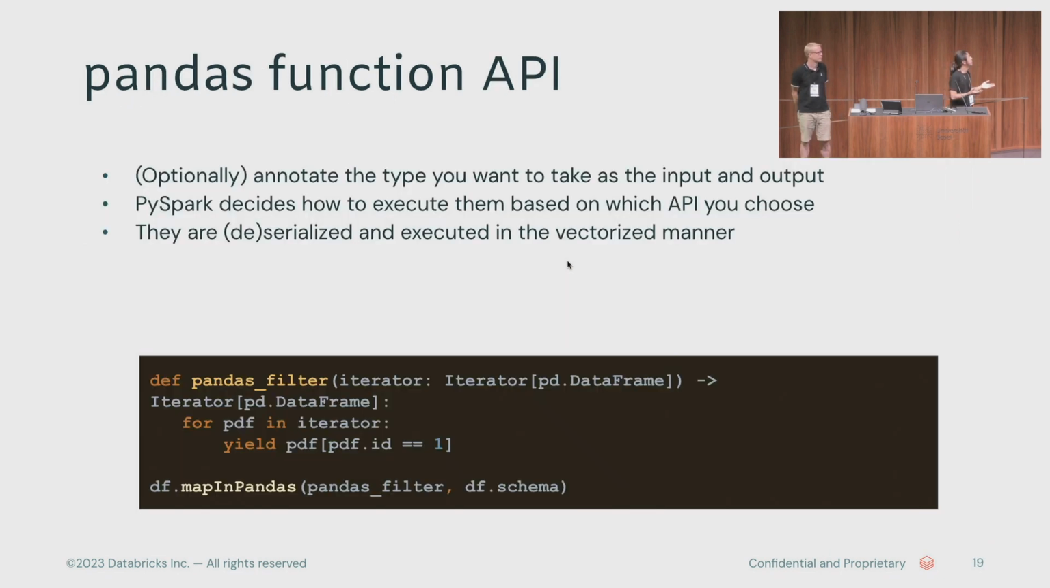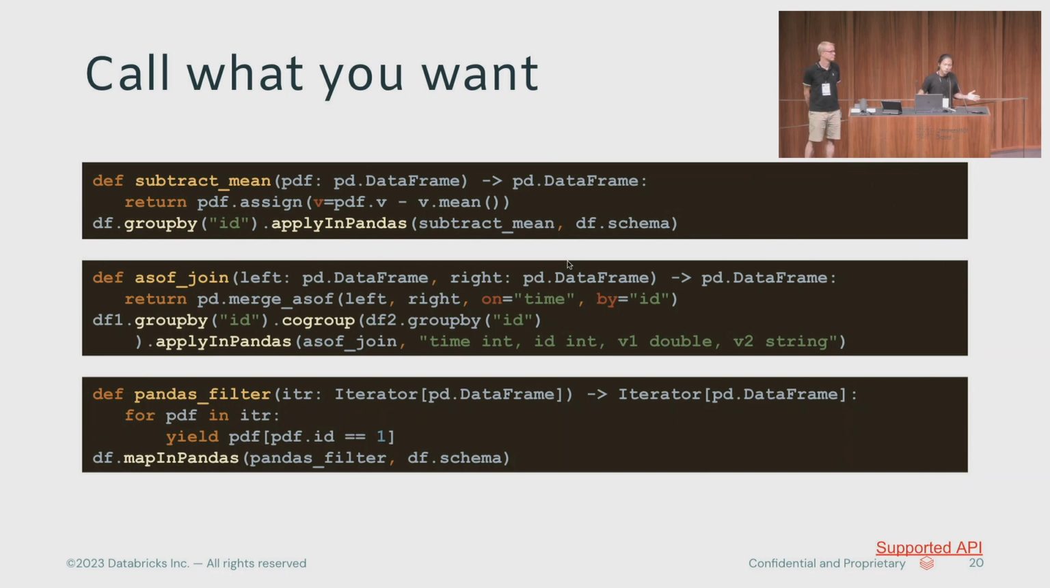Whereas with the Pandas Function API, you can optionally annotate the type, but it's not required. It depends on which API you invoke. You call the API, and then PySpark will decide how to execute based on which API you invoke. Under the hood, they are executed in the same way as the Pandas UDF. So these are examples. In the first example, you call groupBy and then apply in Pandas. In the second one, as you can see, we are calling cogroup. And the last one is calling the map in Pandas API.